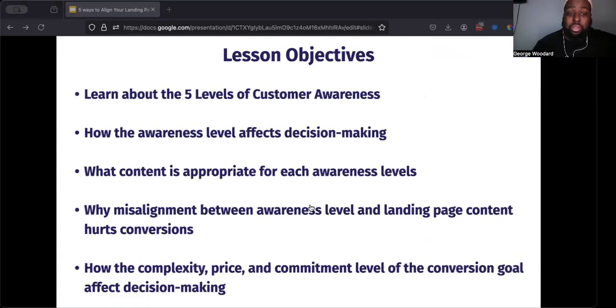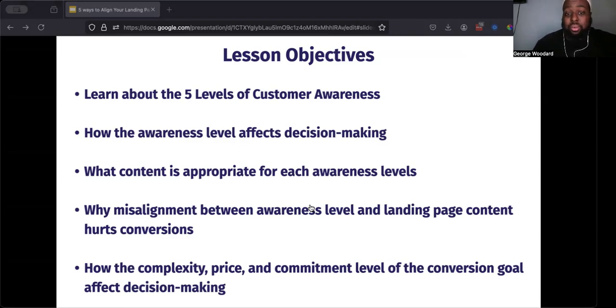So, today's presentation, the objectives. One, we're going to learn about the 5 levels of customer awareness. Being able to understand where your ideal customers are in the buying decision or the buying cycle will help you understand how to market to them. It's okay to hit all 5 of these, but you need to know what type of message you need to give your particular audience at that level, because it won't be received if it's misaligned.